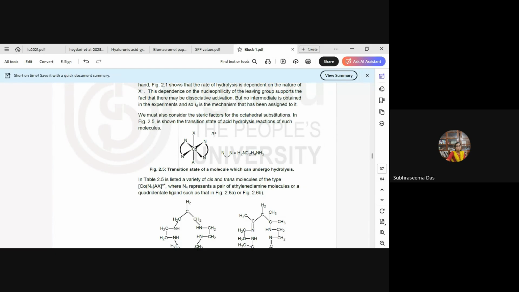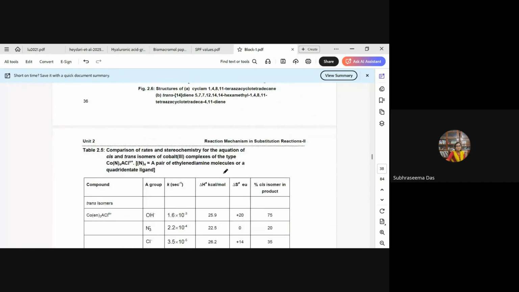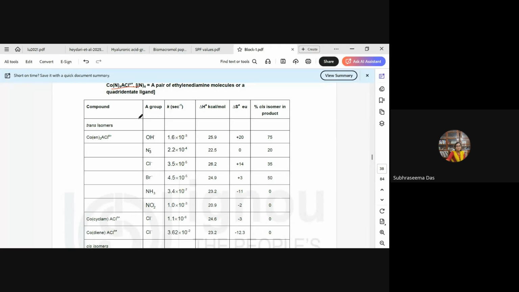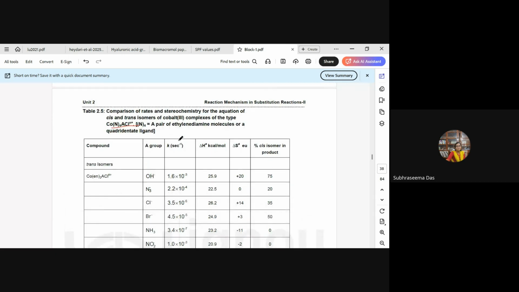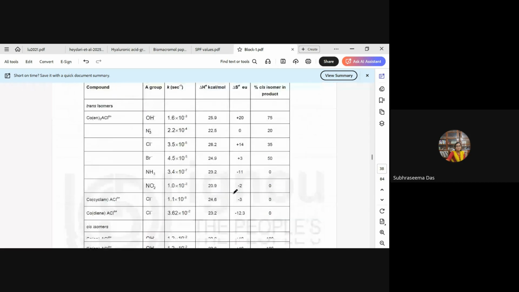If you look here in figure 2.5, this is a transition state model which can undergo hydrolysis. This is the acid hydrolysis reaction of such molecules. In Table 2.5, there is a comparison of rates and stereochemistry for the aquation of the cis and trans isomers of cobalt(III) complexes of the type shown here. You can see the comparison of the stereochemistry, that is the formation of the cis product and the trans product, and the k values for such reactions.